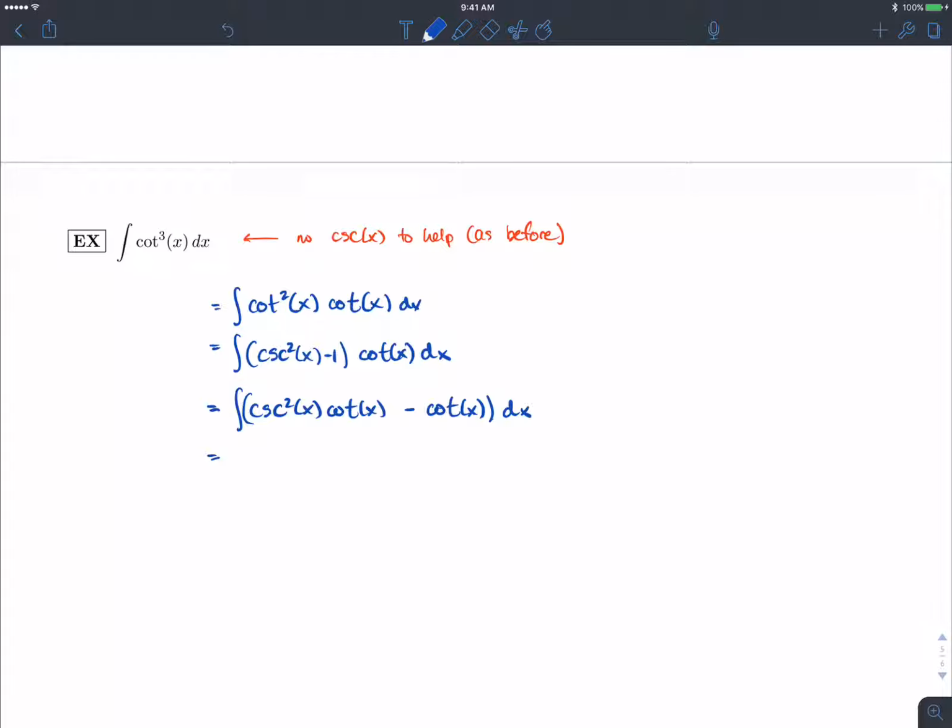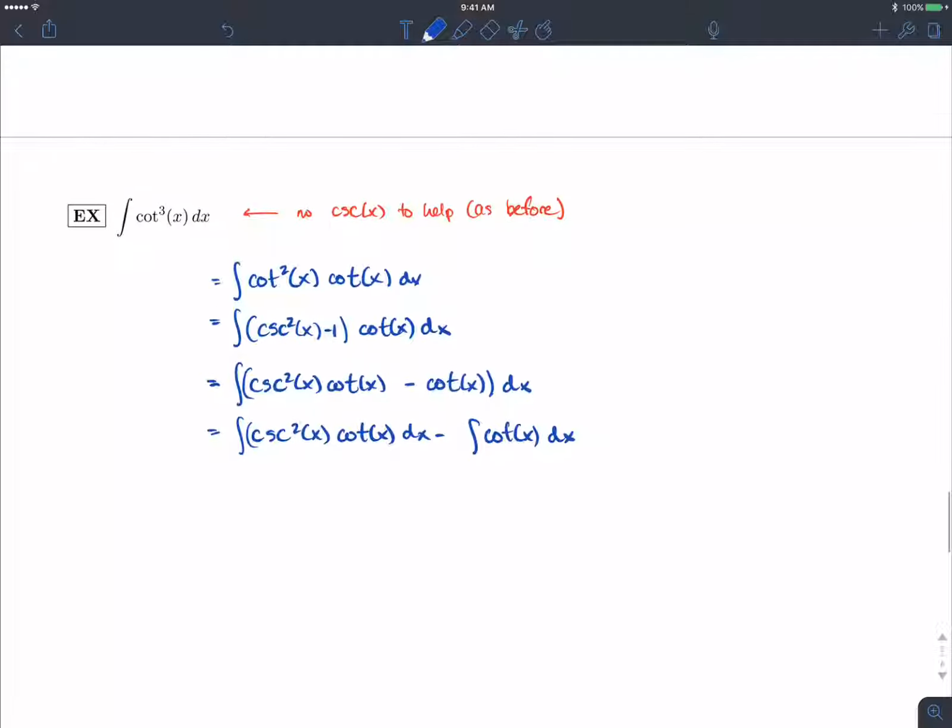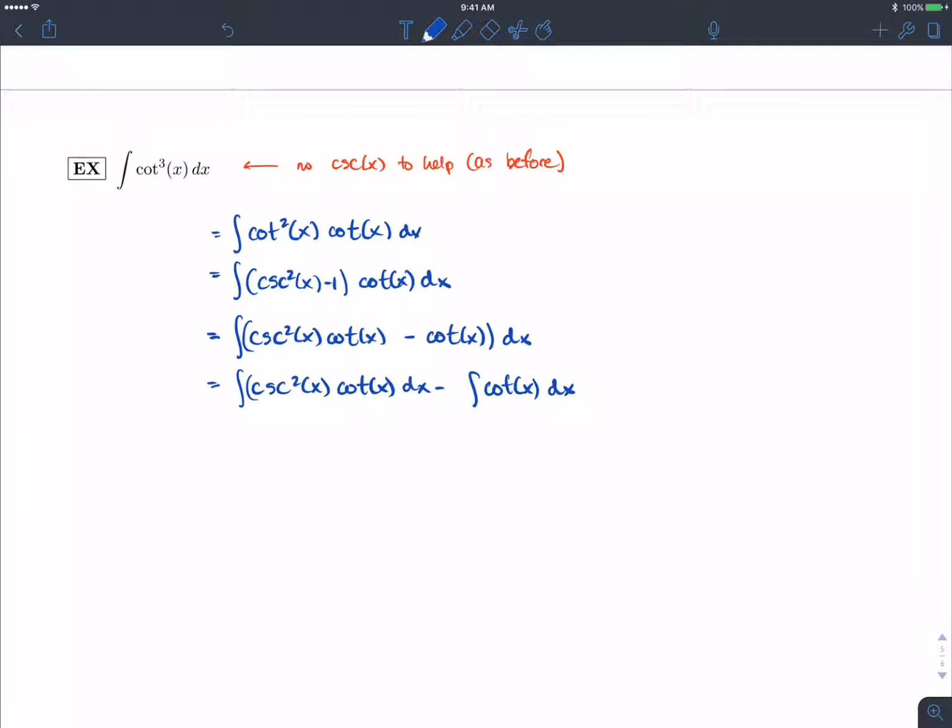And I'm going to go ahead and break this up into two integrals. Cosecant squared times cotangent dx minus the integral of cotangent x dx. So we've got cotangent cosecant squared. If we think about it, u substitution is going to work in this case. So we can do substitution.